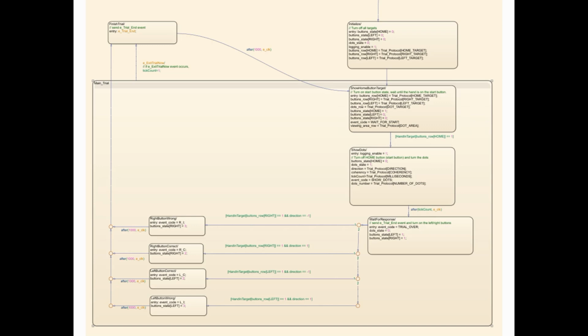After a bit of time, the dots get turned off and I turn on the two targets to ask the subject what they thought was the direction. Depending on their choice, I will turn one of the targets green or red. After giving the subject 1 second to read the color, I finish the trial. Now that we have made the state flow, we have to draw some dots.